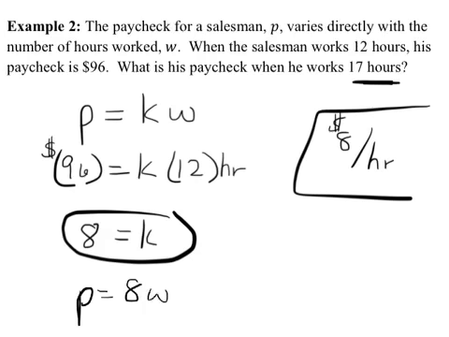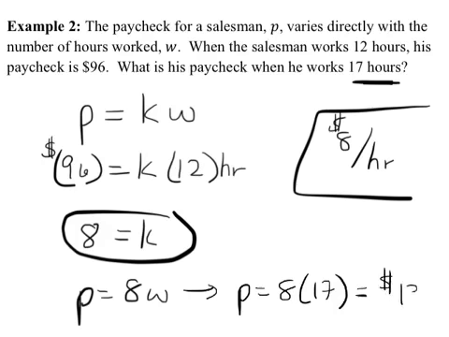Now again, 17 hours are worked. That's W, the amount of hours worked. So this is really just P equals 8 times 17. Okay, so we get a total value of $136.